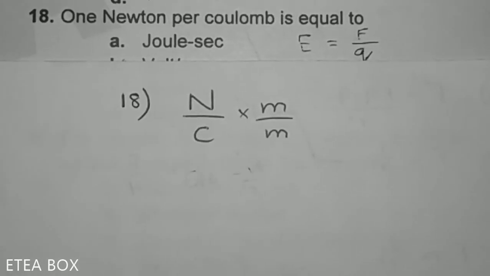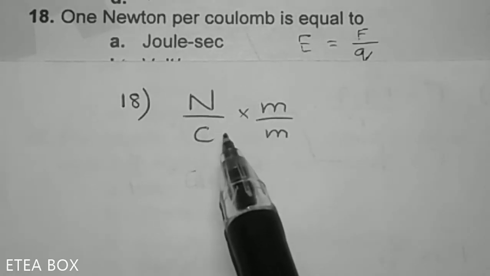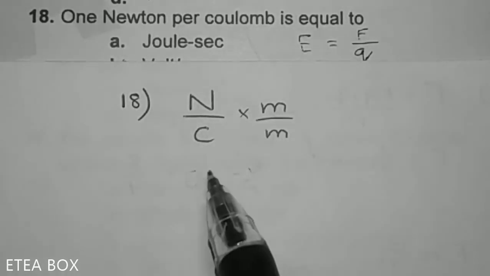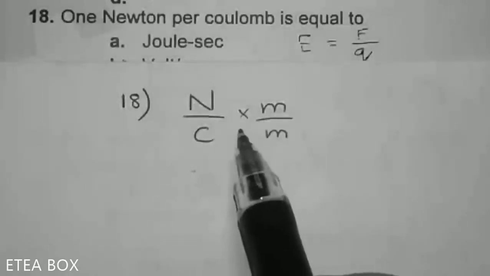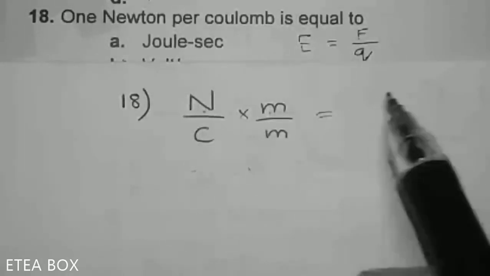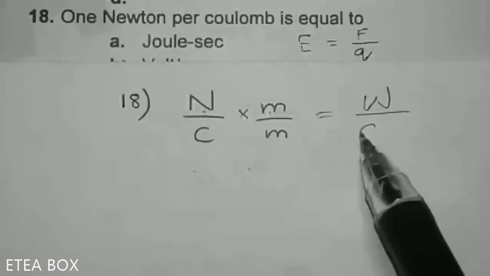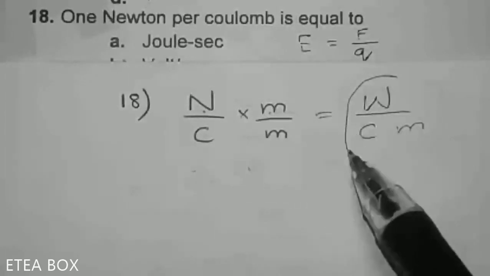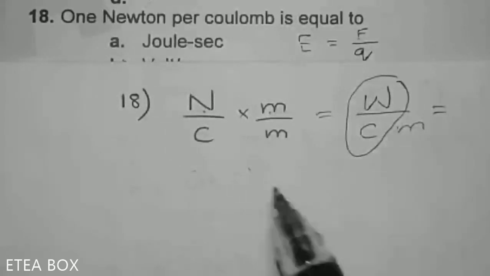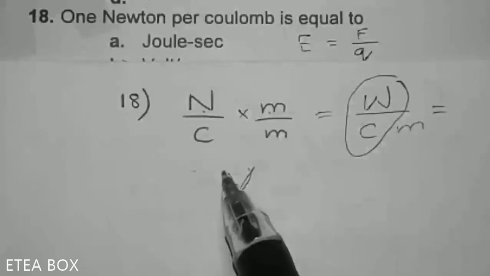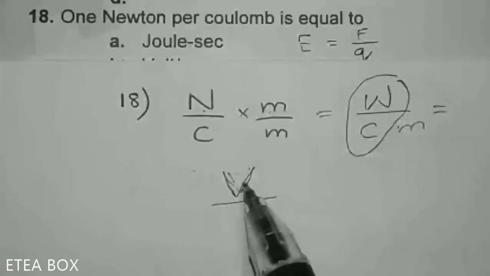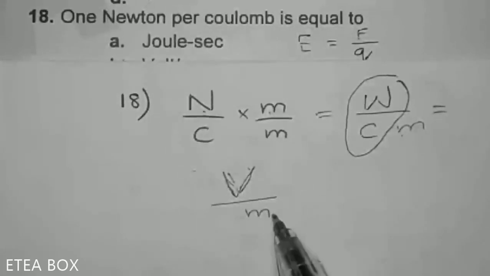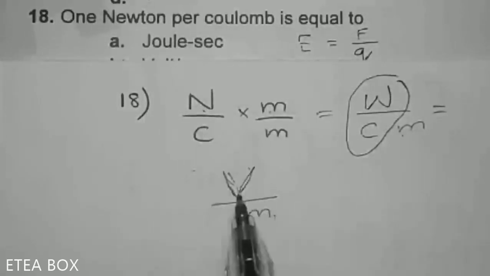You can also find it like this. Look, if we multiply and divide meter with Newton per coulomb, then Newton into meter is equal to work divided by coulomb and meter. Now this work per coulomb will be equal to volt into meter. So the Newton per coulomb is equal to volt per meter.